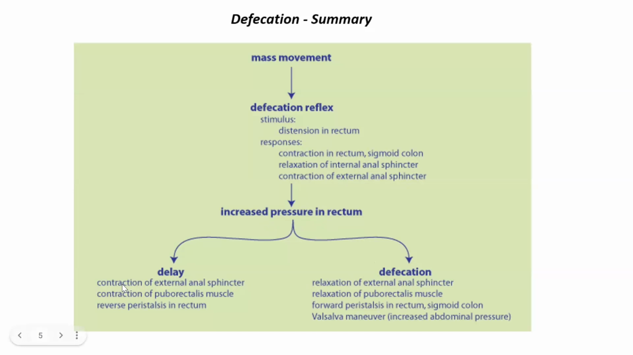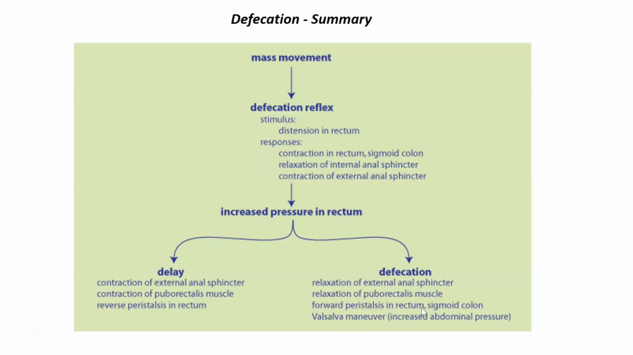In the event that you want to delay, you're going to consciously, voluntarily, contract the external anal sphincter, and the puborectalis muscle will also get contracted. So now the rectum is not at the most ideal anorectal angle to defecate. There is reverse peristalsis in the rectum, so the feces get transported back into the sigmoid colon. However, if you're in the bathroom and you're like, yes, I'm ready now, relaxation of the external anal sphincter will occur. Again, it's a striated muscle, so this is under voluntary control. Relaxation of the puborectalis muscle will take place.